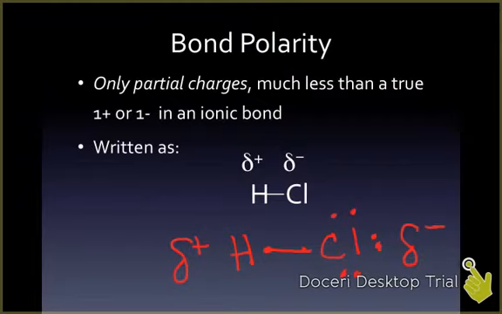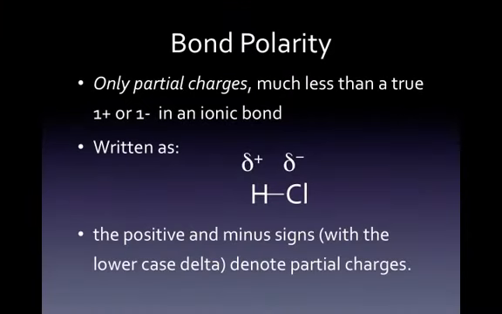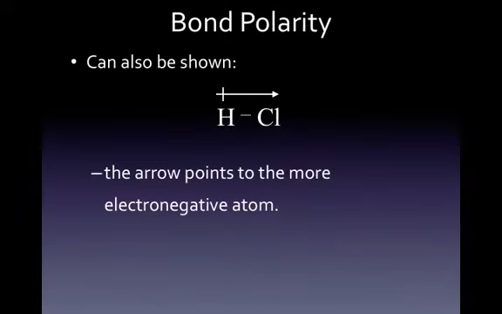Okay, there's actually another way that you can draw this if you don't want to use the Greek letters. You can just do a plus sign. So hydrogen has a slight positive charge, so I do a plus sign over here, and then you just continue that and make it an arrow pointing in the direction of the unequal sharing. So this is telling me that the hydrogen end is positively charged and the chlorine end has a slight negative charge. Alright, so there's another picture of the second way that I showed you. Again, the arrow points to the more electronegative atom.